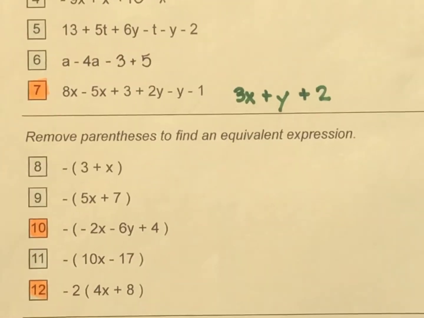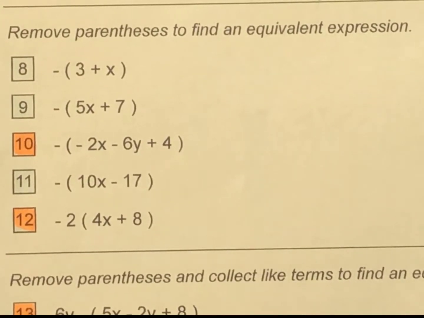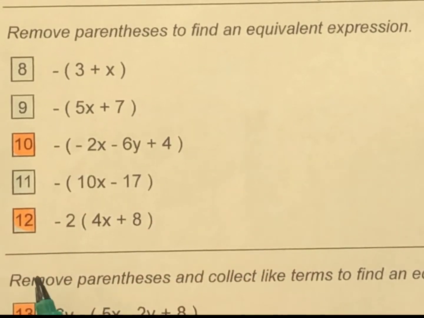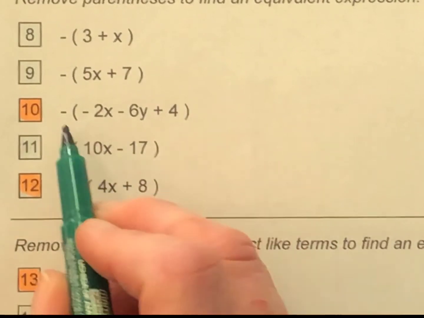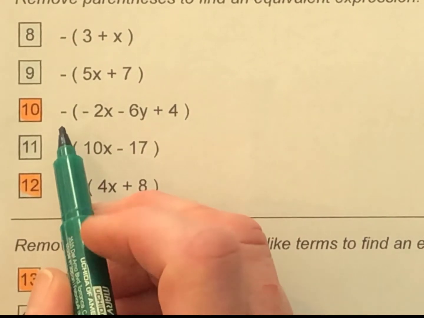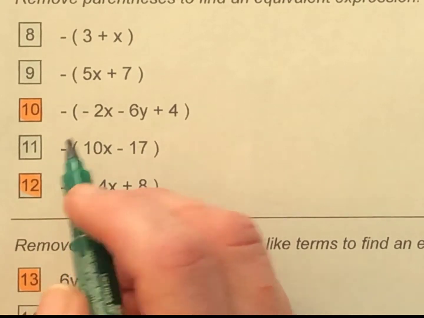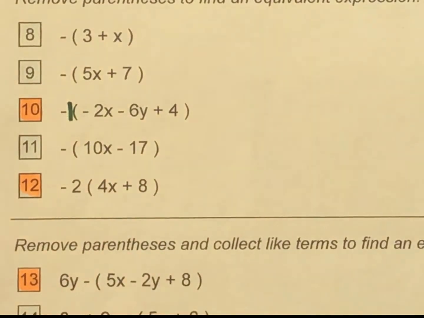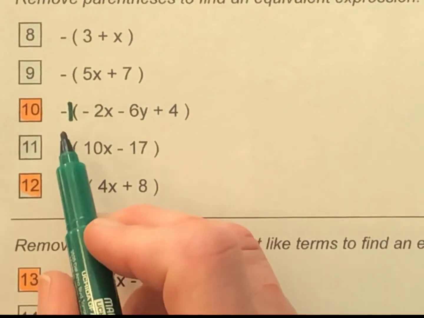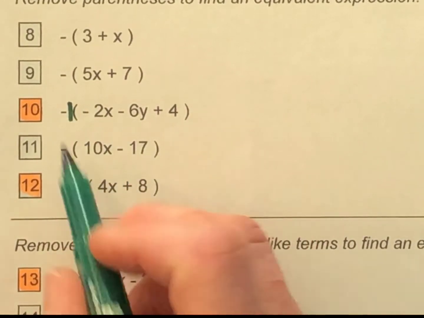Let's come down here. We are distributing the negatives in each one of these, and I'm going to do number 10 and 12 with you. Think of this as, instead of just a negative, think of it as a -1. I like to write a 1 there because it just makes it easier for me to visualize. So when I put the 1 there, then it's easier for me to think about how to distribute.